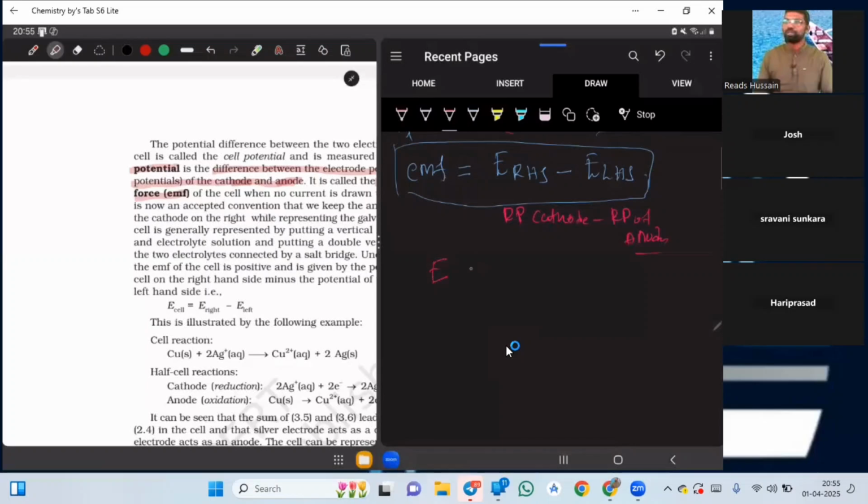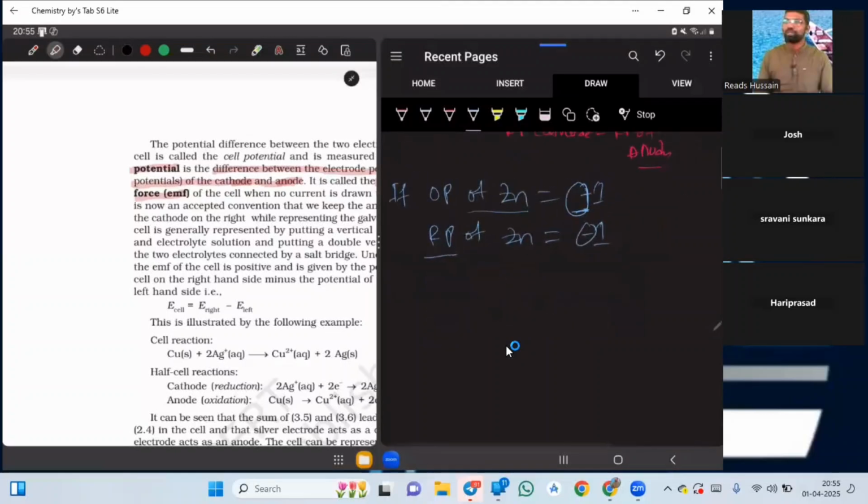Here, one more point, one small example just to make you understand. You can also note down. If oxidation potential of zinc is +1, then what is the reduction potential of zinc? It is simply -1. That's all. That means if you know oxidation potential of any electrode, you can get its reduction potential just by changing the sign, just by changing the symbol. If it is plus, this one is minus.